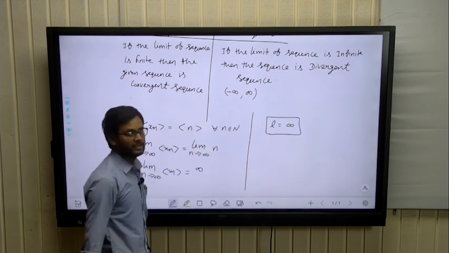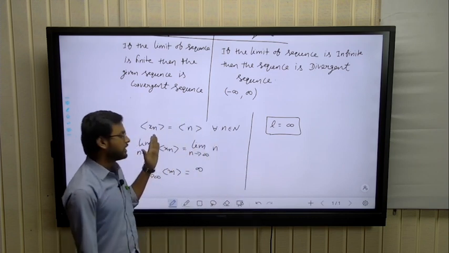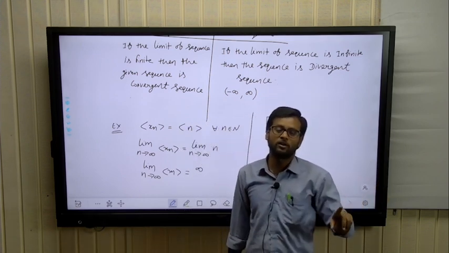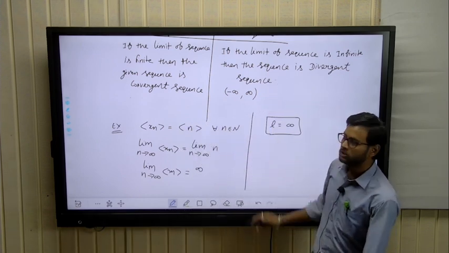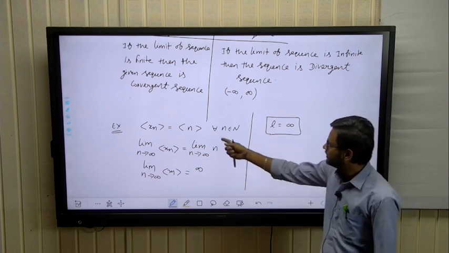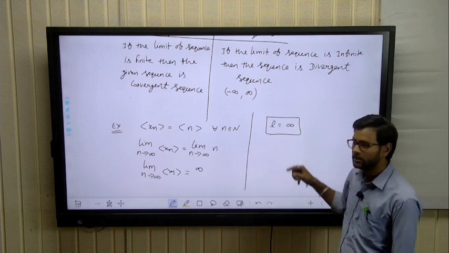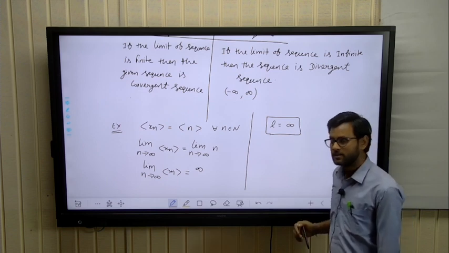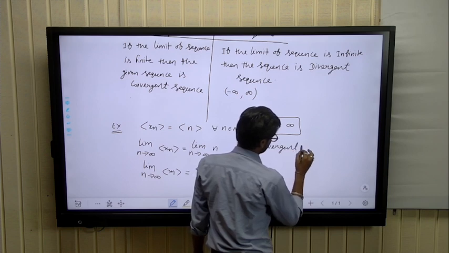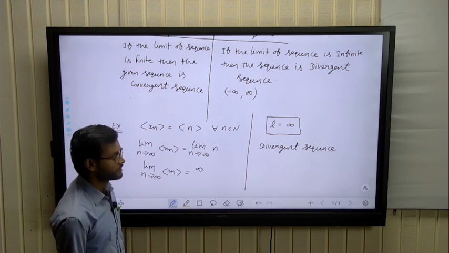We all know infinity is an infinite number. So what do we say about the sequence? The sequence is divergent, because the divergent definition says that if the limit of a sequence is infinite, then the sequence is a divergent sequence. Here we find the limit of this sequence and notice that the limit of the sequence is infinity. So this is a divergent sequence.